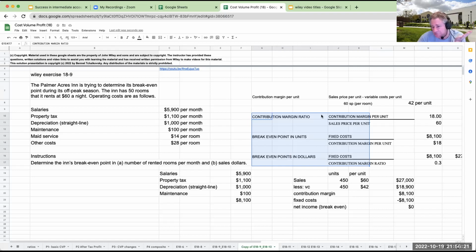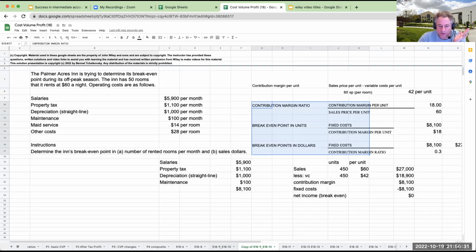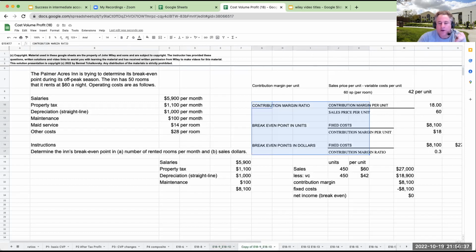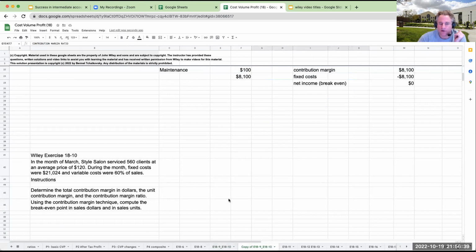But again, this is how you would go through and do this. So that's exercise 18.9. Again, I want to thank my students for pointing out that I missed out on the maintenance cost. So over here, let's see where I screwed this up. And I absolutely did. I missed that one over here. So that's wrong.